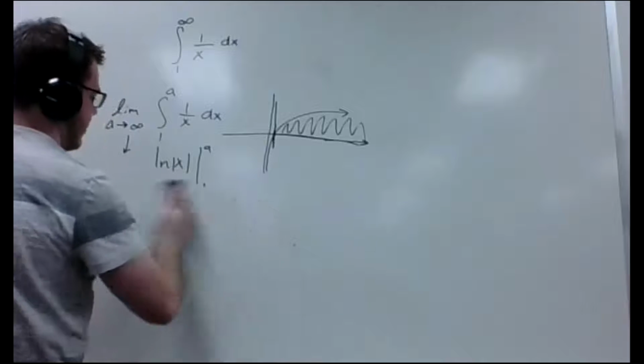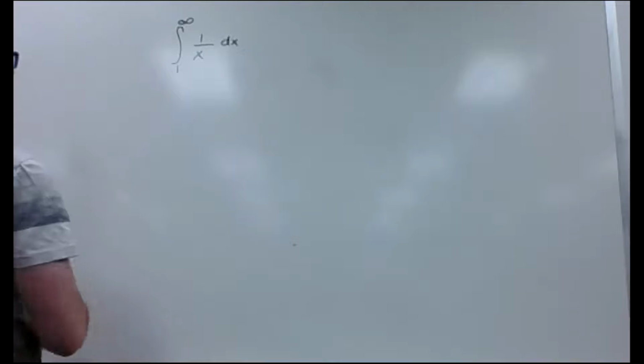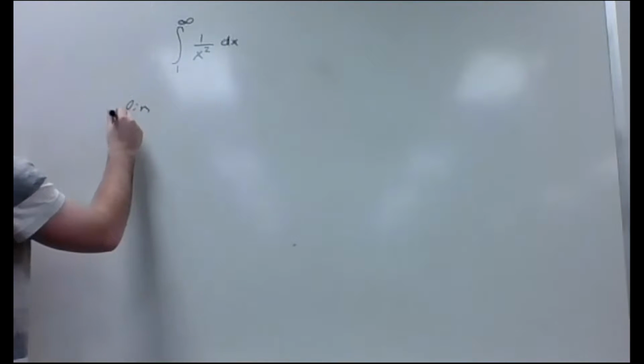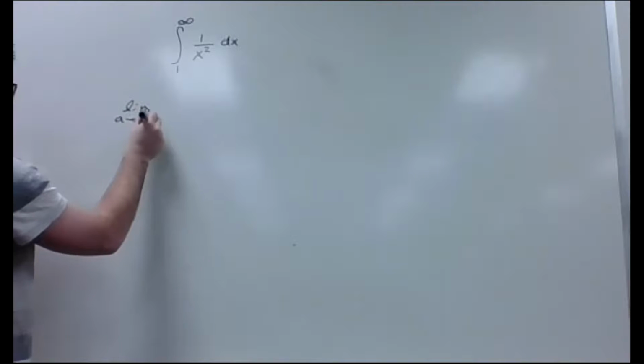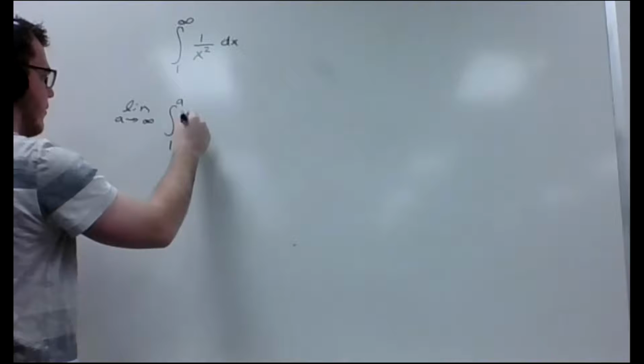But let's look at another function real quick. Let's say that this is squared. So we're essentially going to do the same thing that we did before, and we're going to take the limit as a approaches infinity, and this would be a. But now this integral is a little different, right?